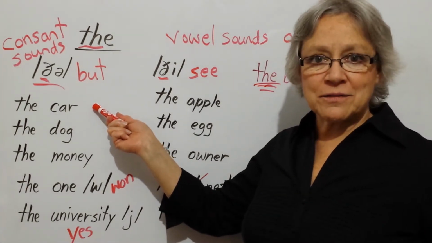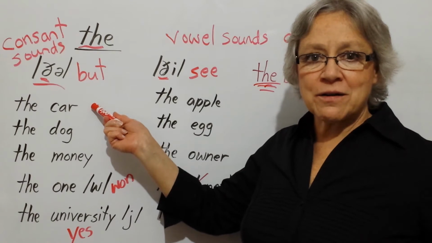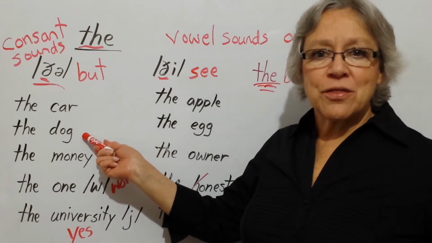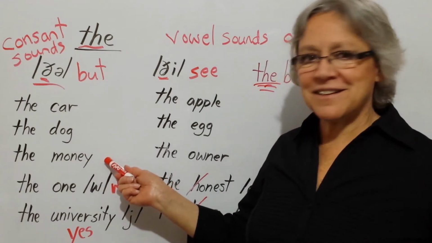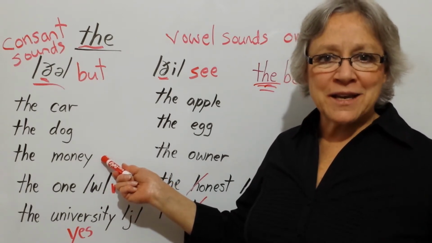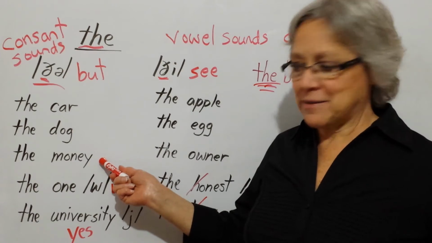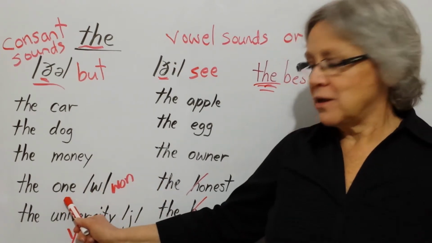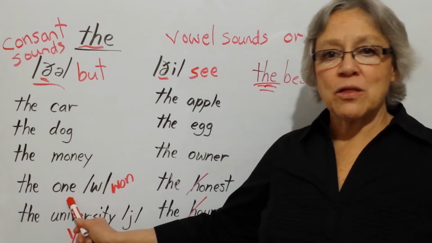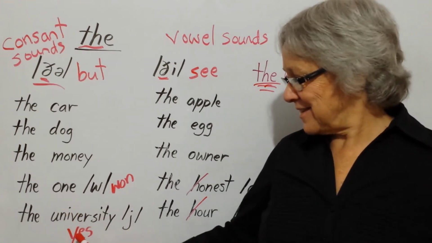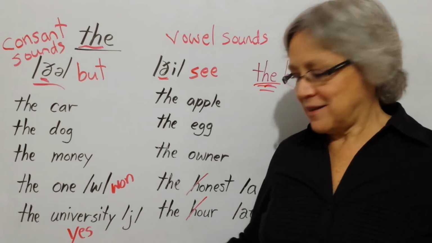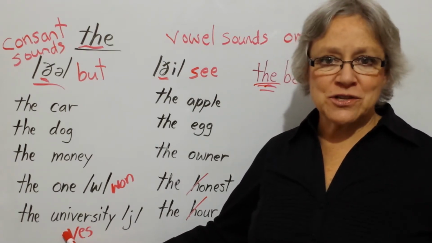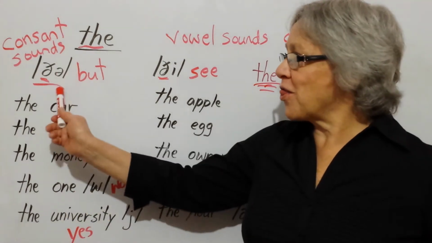The car. The car. The dog. The dog. The money, the money. Remember, this starts with a what sound. The one, the one. And this starts with ya, as in yes. The university, the university. Okay, so those were the.